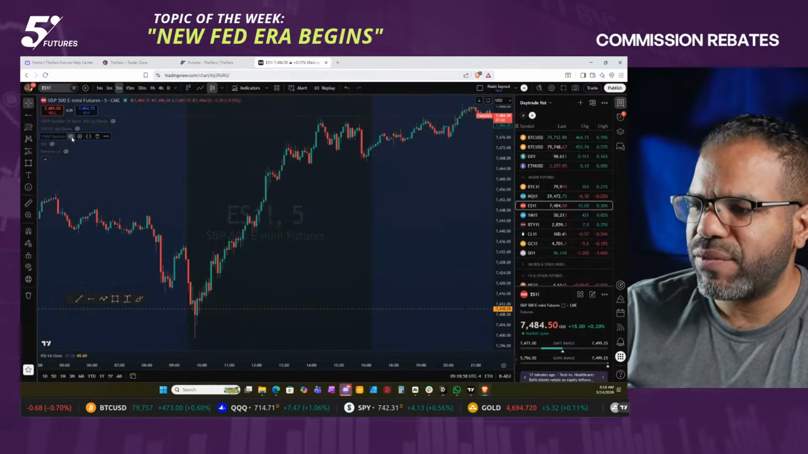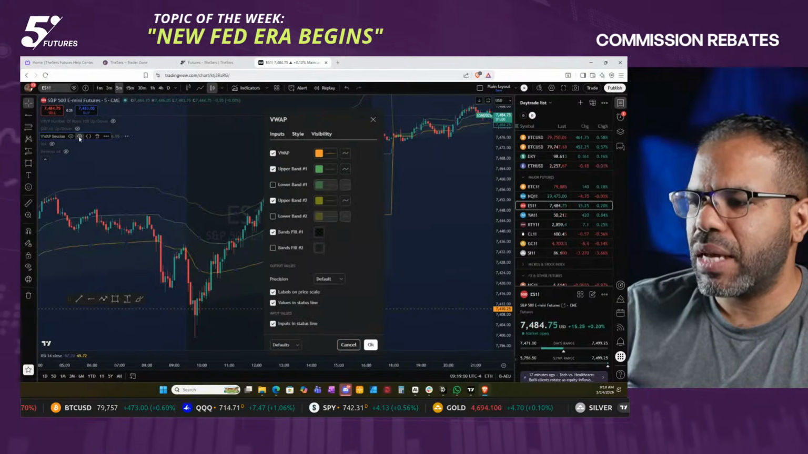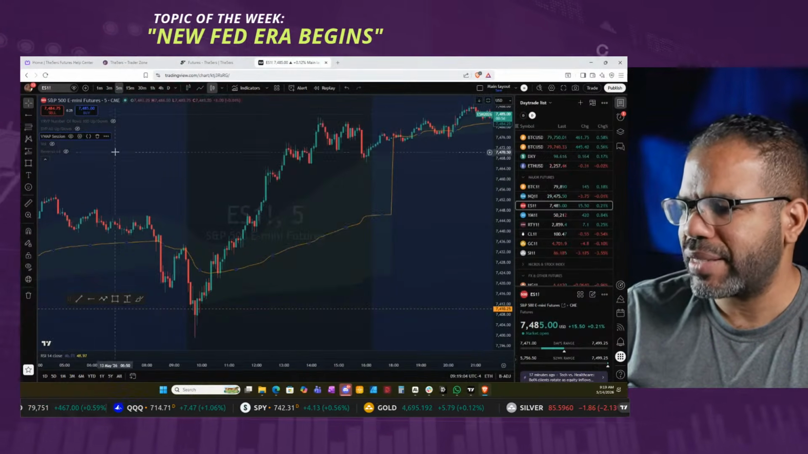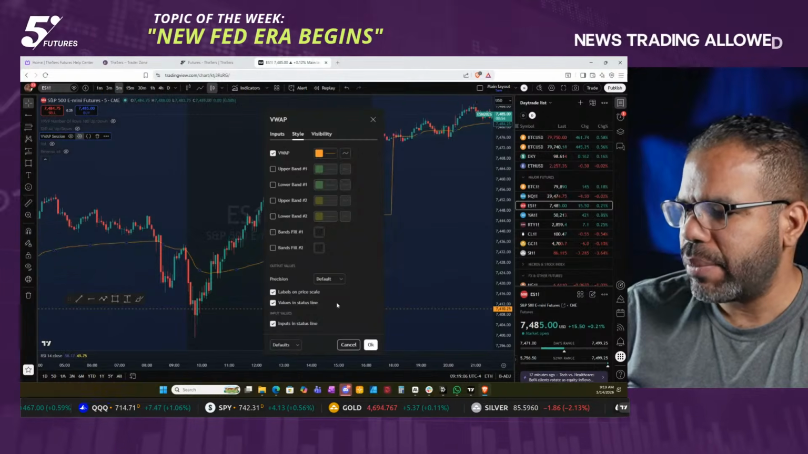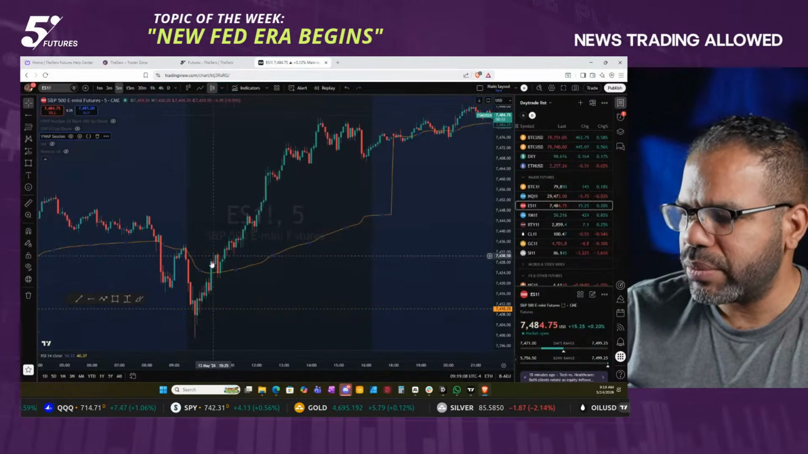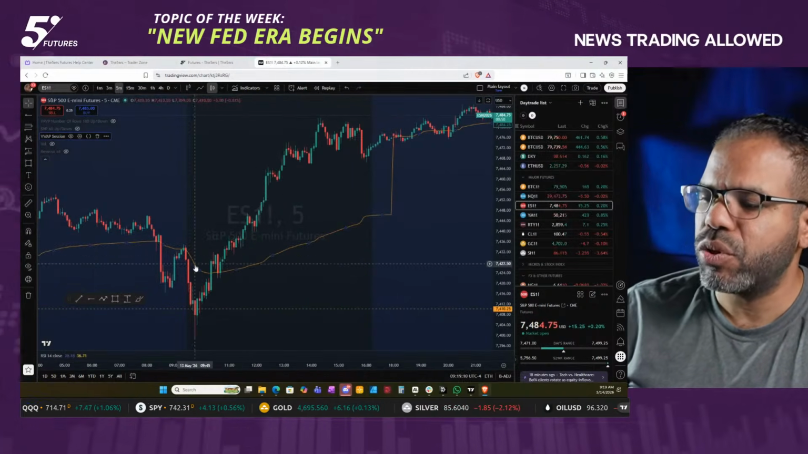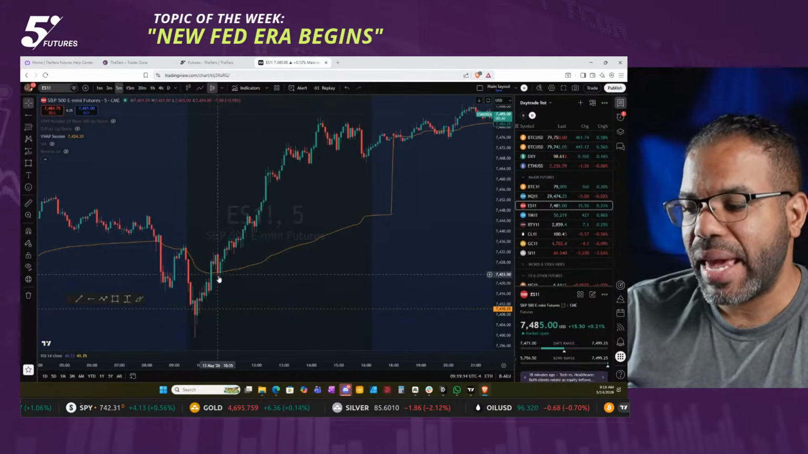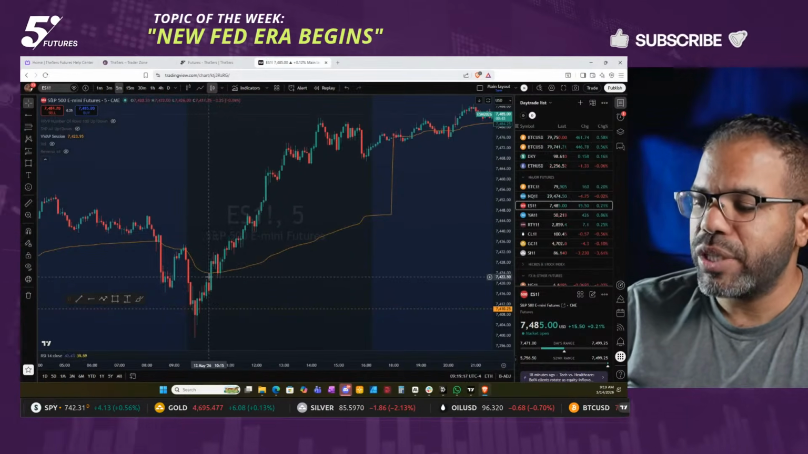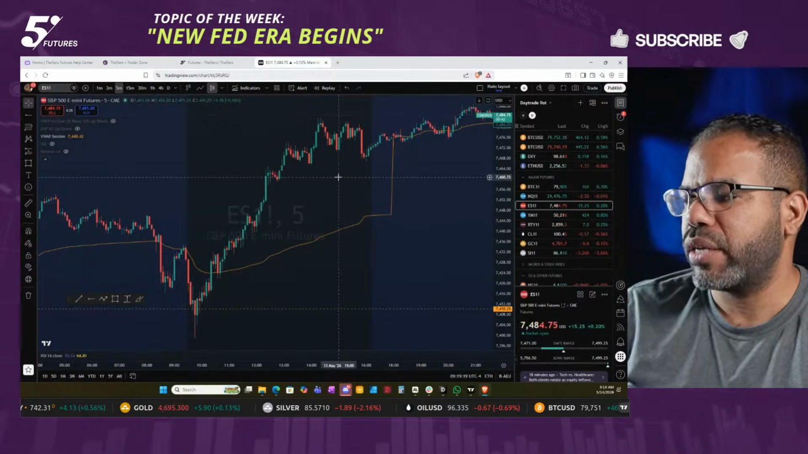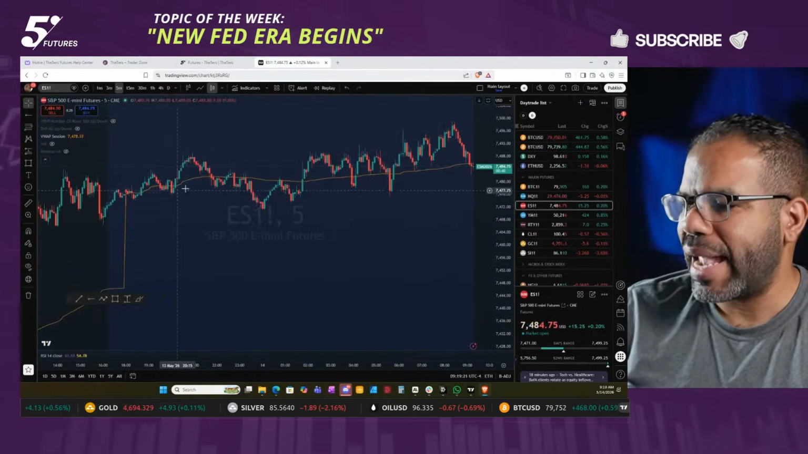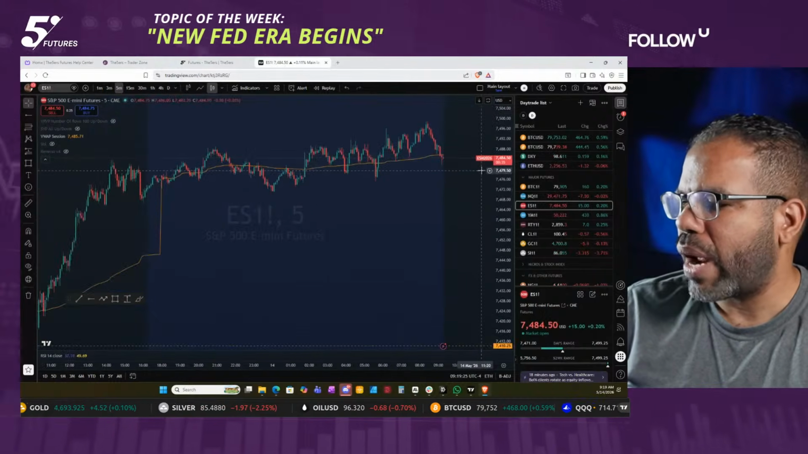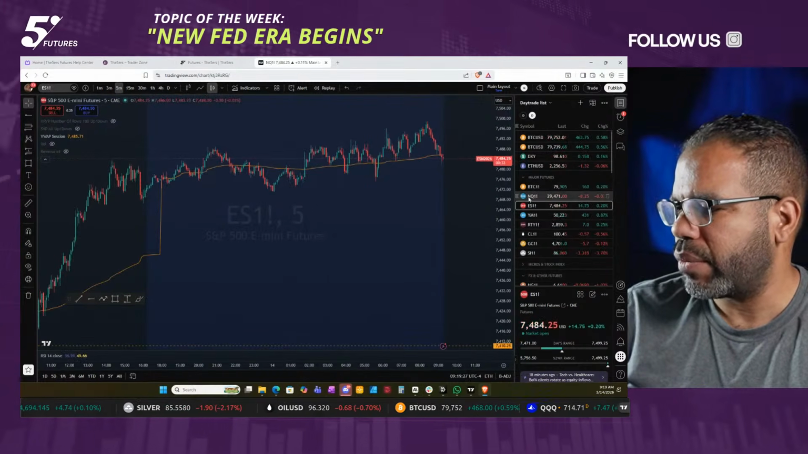What I do like VWAP for is to tell me, okay, how bullish or bearish are we? So I use it as an inflection area to let me know, okay, are we more bullish, meaning are we trading above VWAP? So are we trading above the average price that is being paid for the asset, or are we trading below that average price? So I use it as a line in the sand to kind of tell me, okay, where are we right now in the trading range?